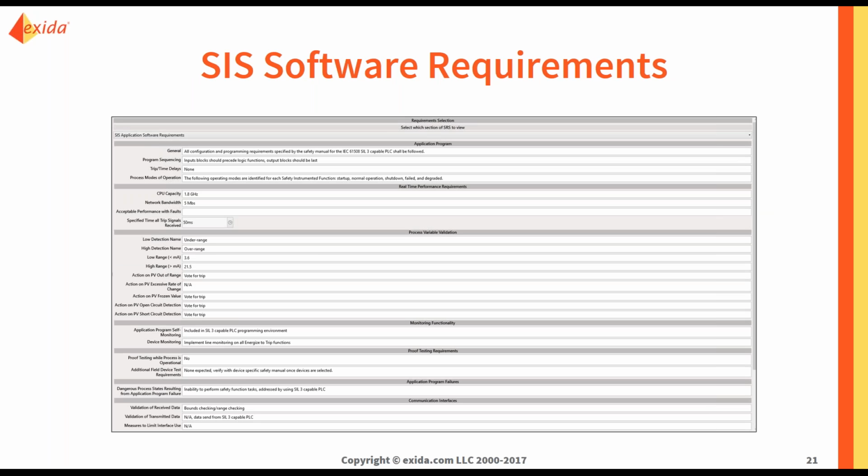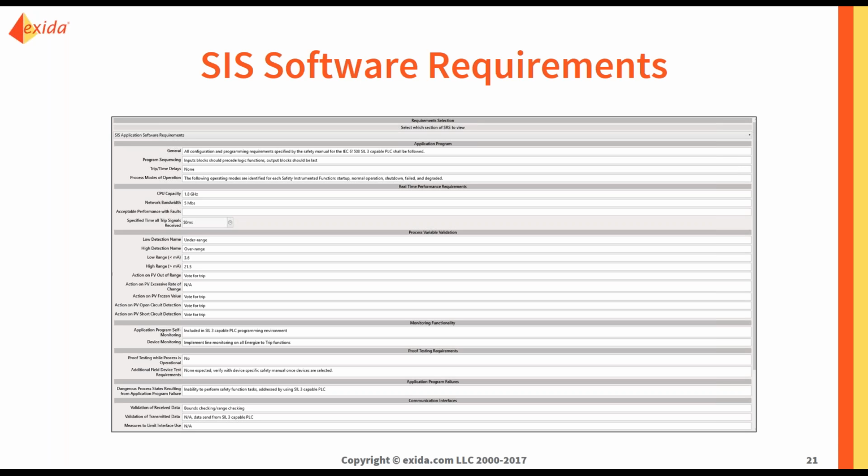Next, we have software requirements for the entire SIS. So you can see it has the application program information, general information, program sequencing, trip time delays, process modes of operation. Then you have real-time performance requirements. So again, this comes straight from the standard. It mentions CPU capacity, network bandwidth, acceptable performance with faults, and specified time all trip signals are revealed.